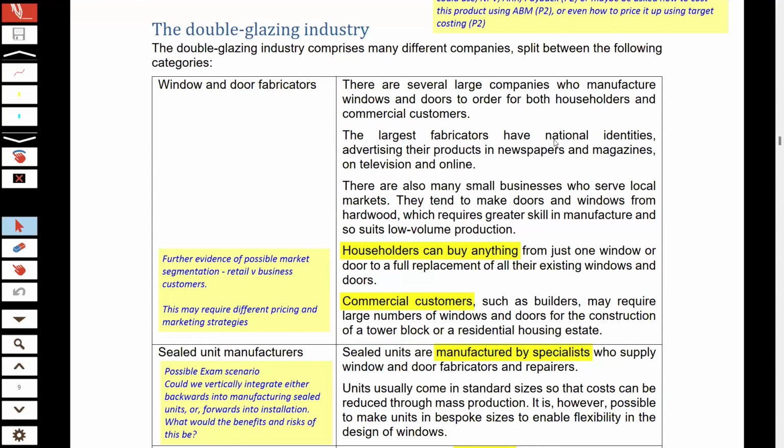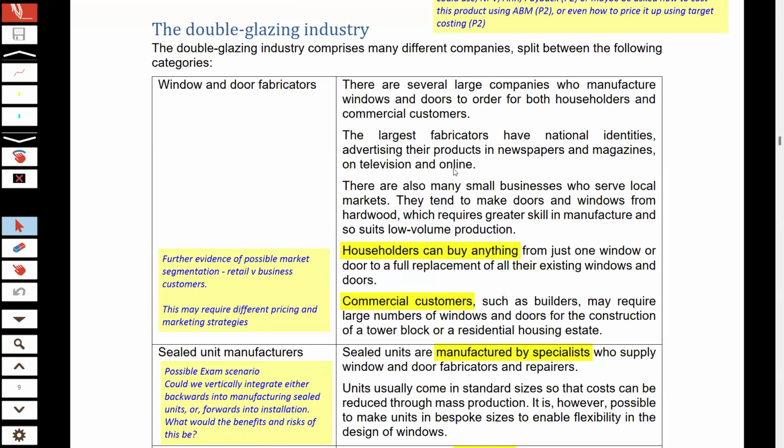Now, it says that the largest fabricators have national identities. They market in newspapers and magazines, on television and online. And I think what we could say about that is that's actually quite traditional, isn't it? Putting adverts in newspapers and in magazines for your windows, advertising on television channels, and having a website. It's all quite traditional marketing.